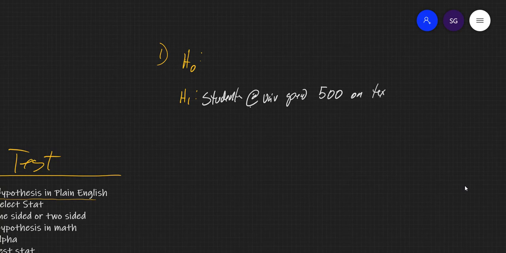on textbooks. Why 500 and not 540? 500 because mu is equal to 500. This is the entire United States. So I want to know if my students at my university spend the same as they do in the USA.